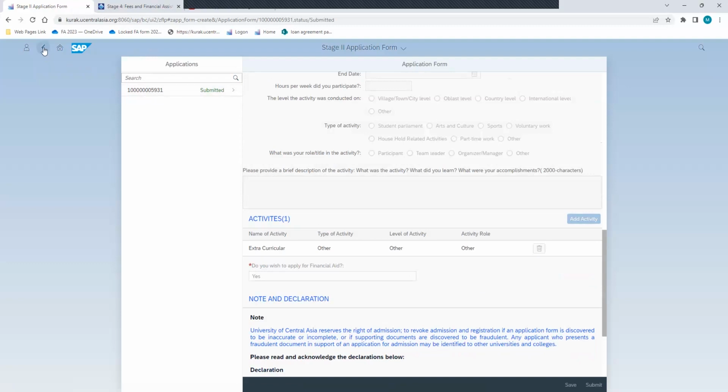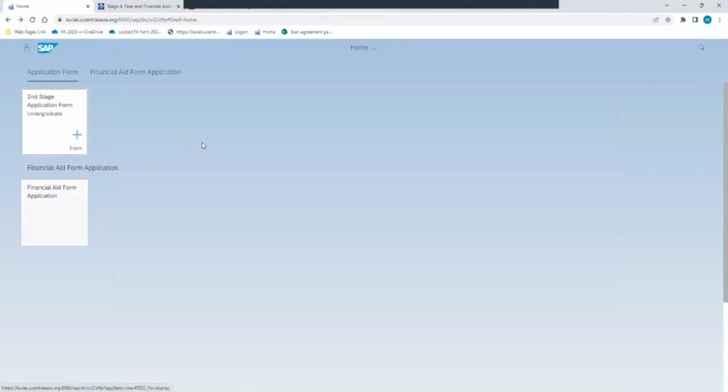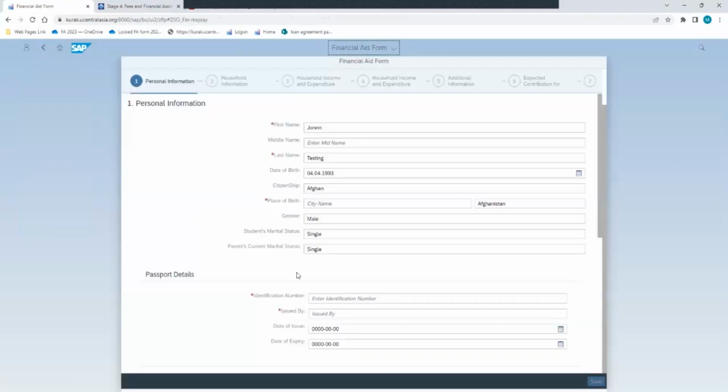So please click back, not the browser back, but the back link in the application. And we are coming back to those 2 boxes that I demonstrated to you. Now, when I click financial aid form application in order to start it, you can see that the box disappeared and I'm in. It means I'm now allowed to start my financial aid application form.